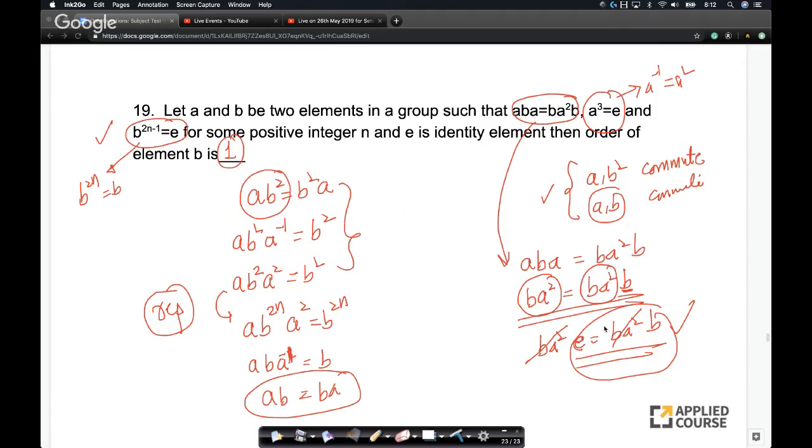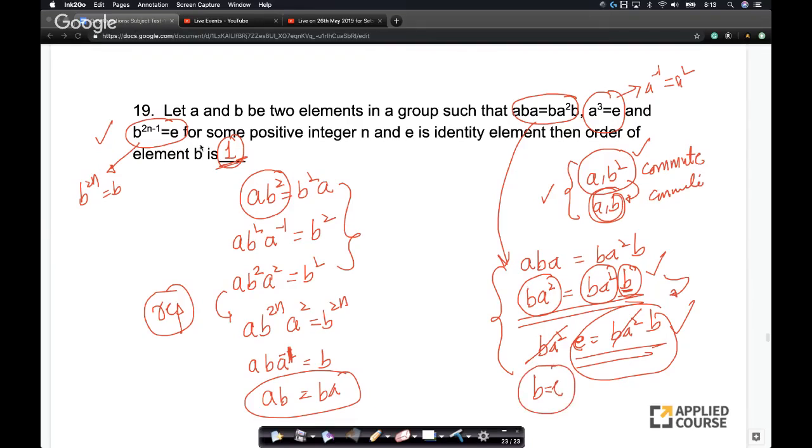So the challenge here was, first I had to prove that A and B square are commutative. Then using that, I proved that A and B are commutative. The moment I proved that A and B are commutative, everything fell in place to find out what B is. And this left cancellation is a very important idea, because this left cancellation is possible in a group because inverses exist.